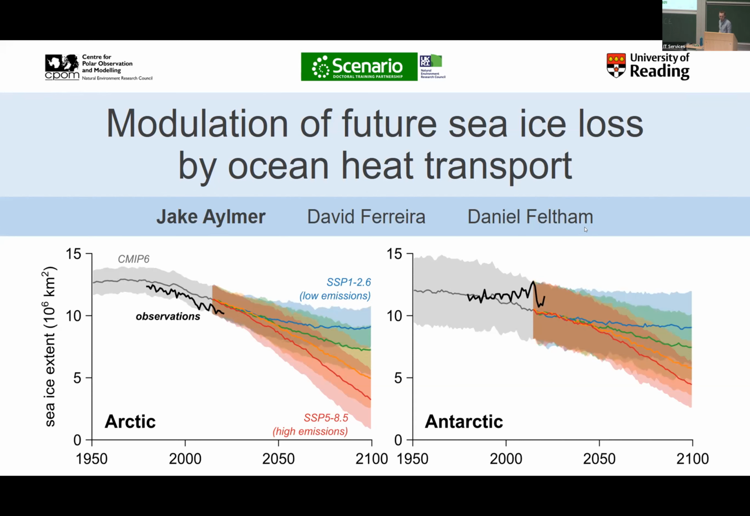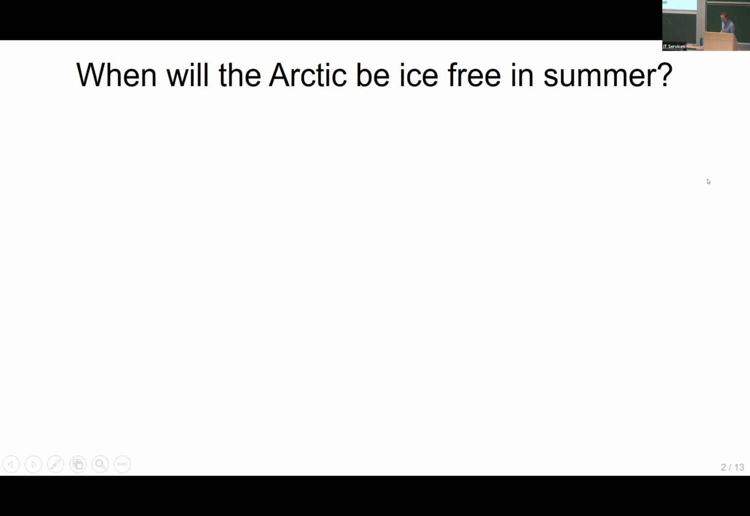So one thing that we would like to use climate models for, just as an example, is this. Is it because it's lost focus? There you go. All right, got it.